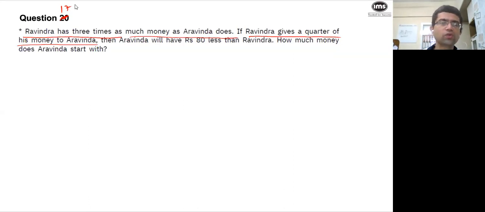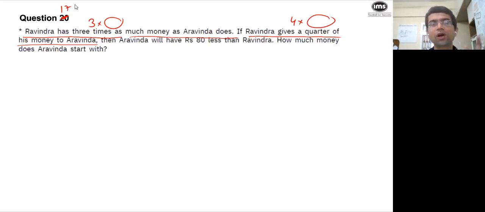Okay, so I should assume some value for Ravindra, which is 3 into something. But Ravindra also gives a quarter of his money. What is a quarter? 1/4, correct? So I should also assume the money that Ravindra has as 4 into something. To avoid fractions, I should assume a suitable value for Ravindra's money, which should be a multiple of 3 and it should be a multiple of 4 also. Of course, with some variable.